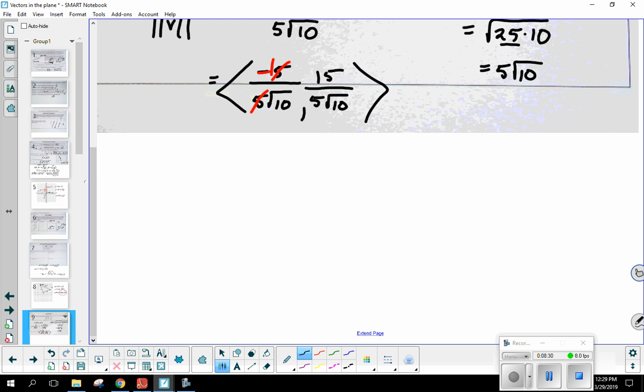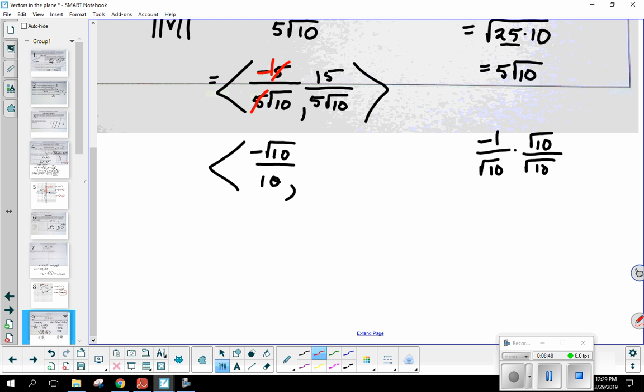We want to rationalize. So let's say if I put this over here, negative 1 over the square root of 10, we'd have to multiply by the square root of 10. So what would I get for the first value? Negative square root of 10 over 10. Is everybody okay with that? Now, in the other part, the 15 fifths, that reduces to 3 over the square root of 10. So what would that be if I rationalized it? That's exactly right. 3 square root of 10 over 10. That's your unit vector.